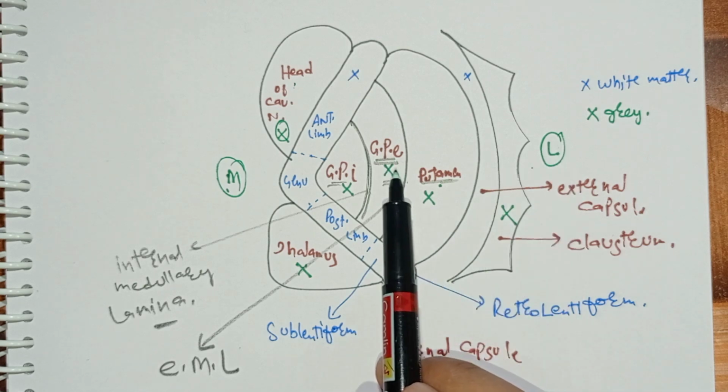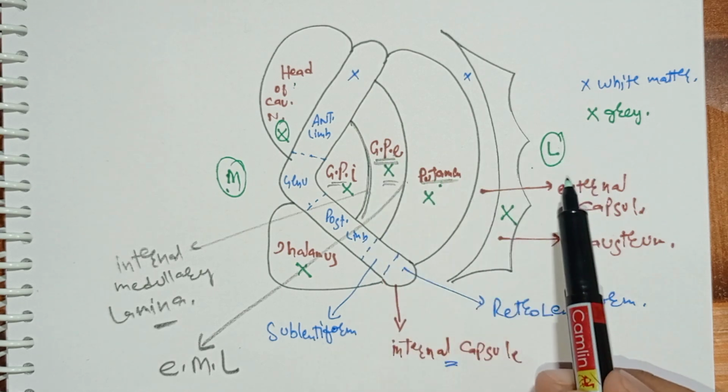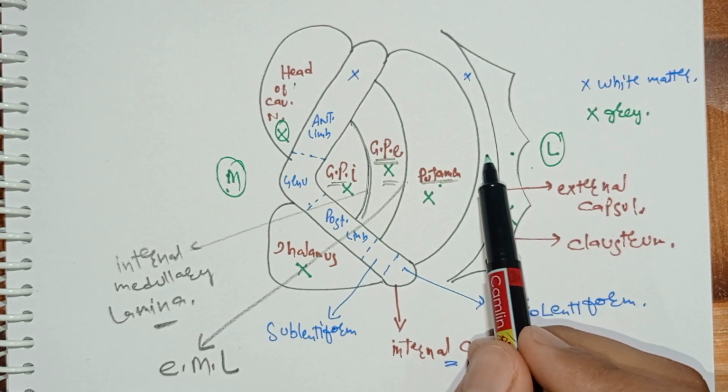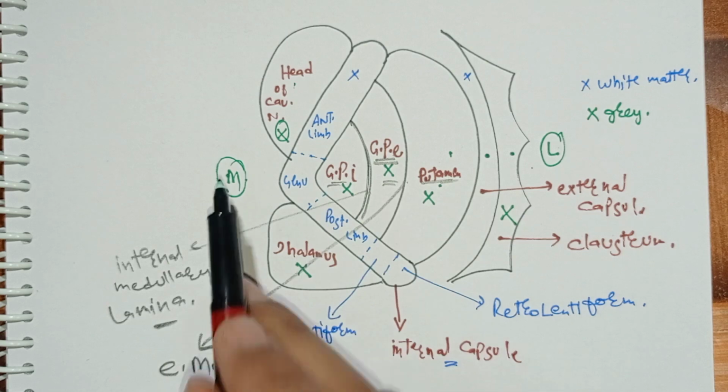Putamen is a lateral structure. Clearly, globus pallidus externus is a lateral structure. So the lateralmost structure is the claustrum, then the external capsule, then the putamen, and so on towards the medial side. Clear? This is the lateral side. This is the medial side.